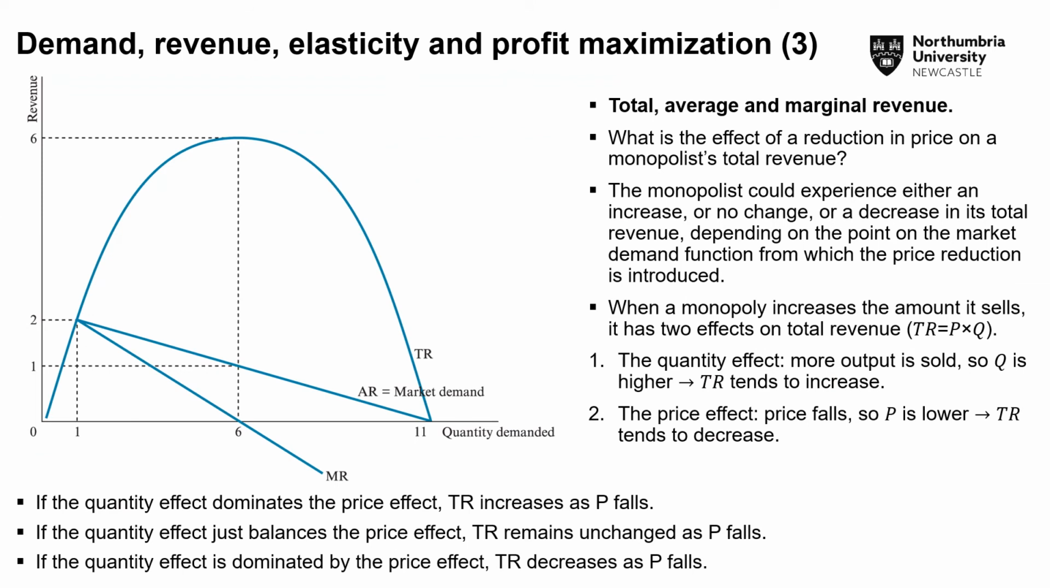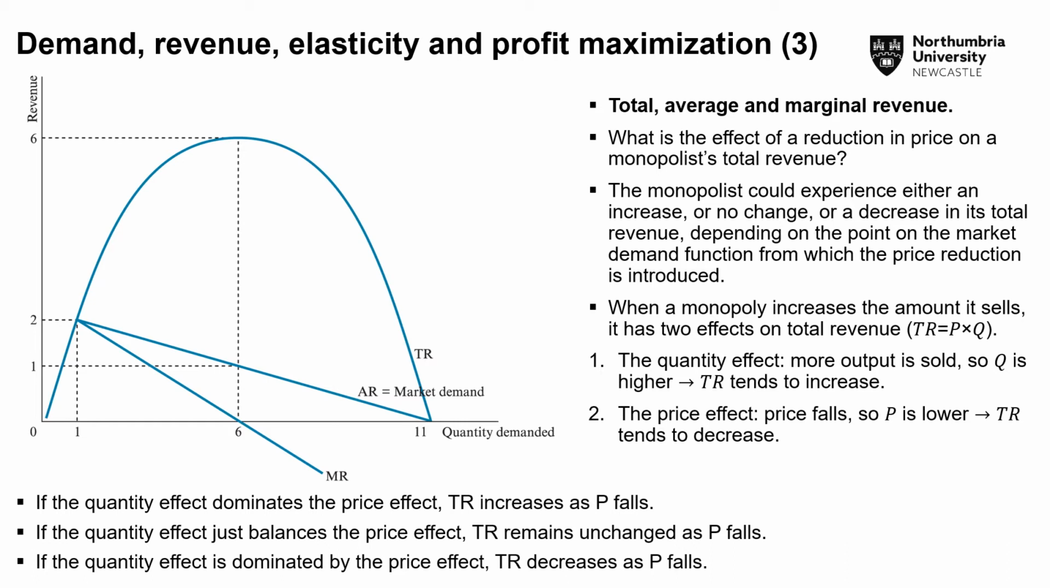So now this brings us to the question. Let's say we are dealing with a hypothetical situation of a monopoly. What is the effect of a reduction in price on a monopolist's total revenue? Well, the answer is that it depends. A monopolist could either experience an increase or no change or a decrease in total market revenue, depending on the point on the market demand function from which the price reduction is introduced. Note, this ties into the price elasticity of demand.